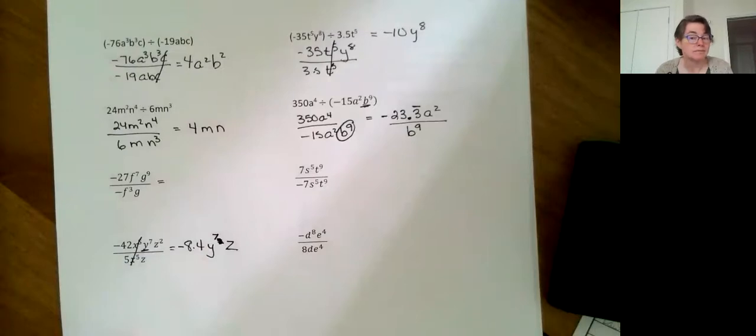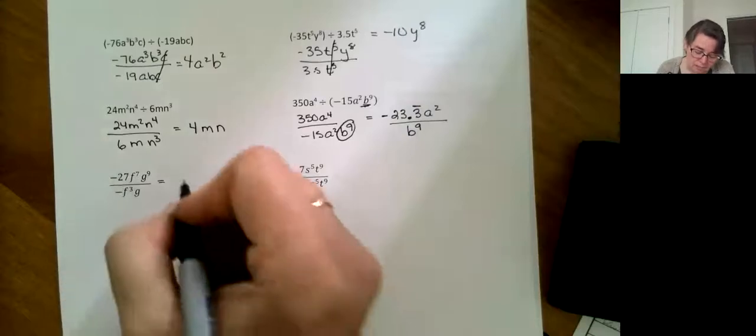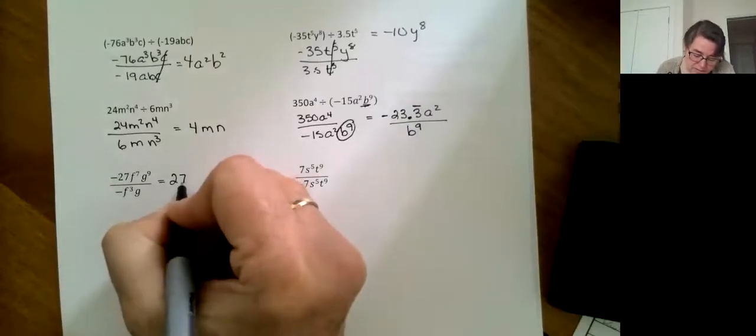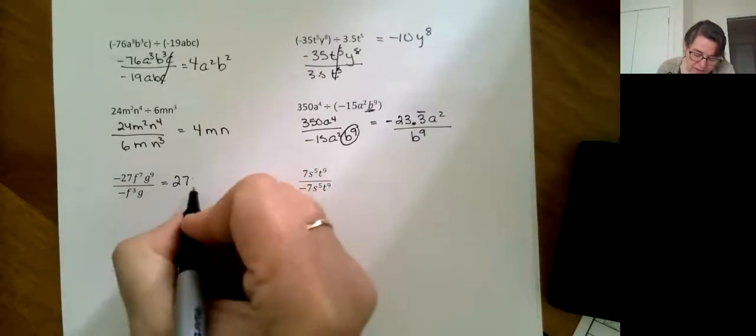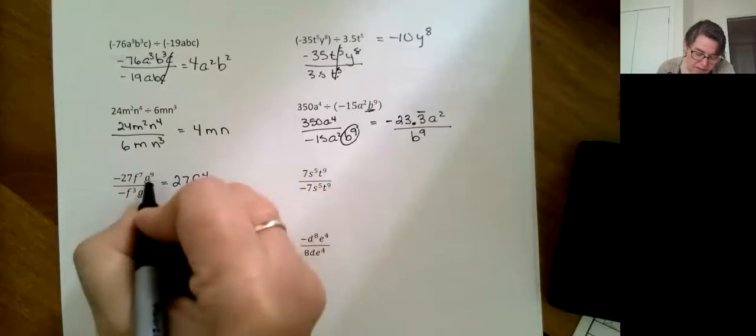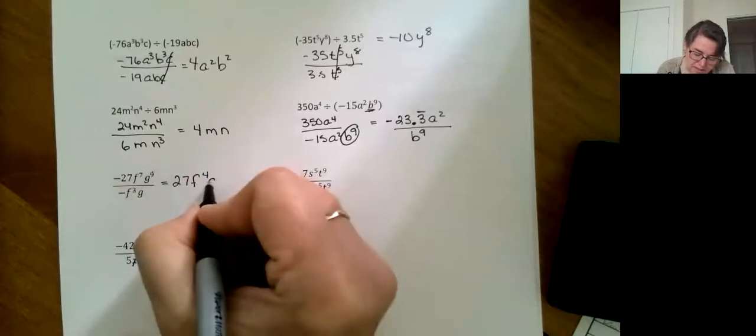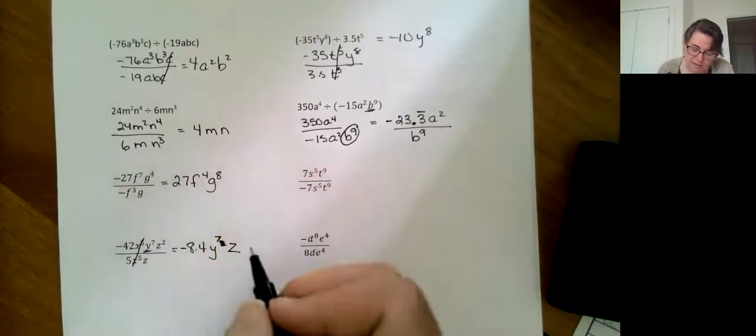What number can we put in? Come on, pretend I'm Dora the Explorer. You're supposed to answer my questions. I can put in a 1, but basically I'm going to get 27. F to the 7th divided by F cubed is going to give me F to the 4th. And G to the 9th divided by G is going to give me G to the 8th. And there we go.